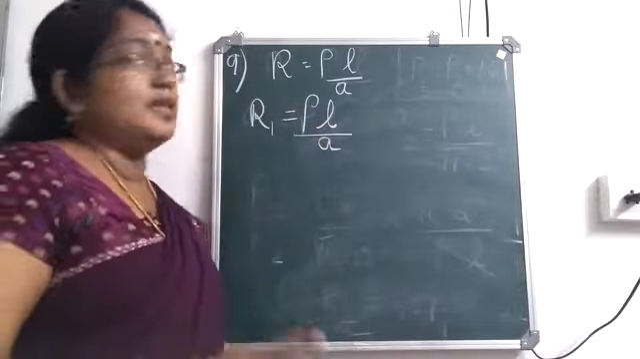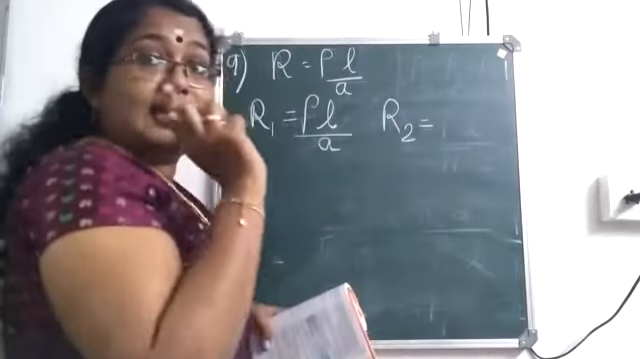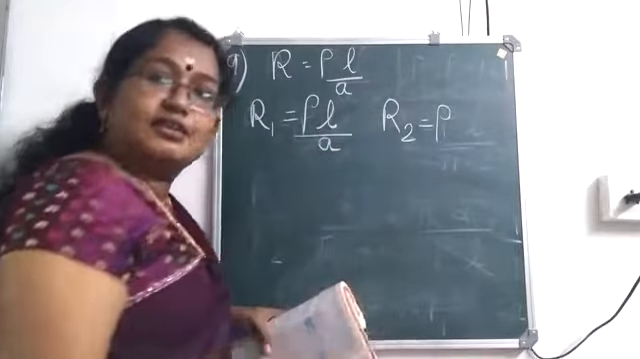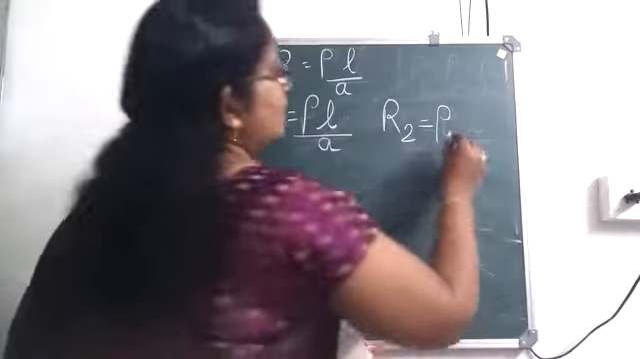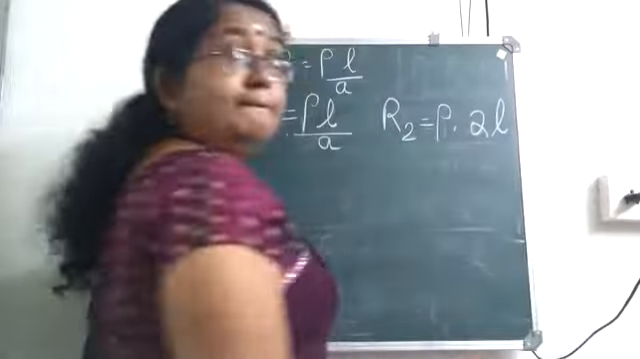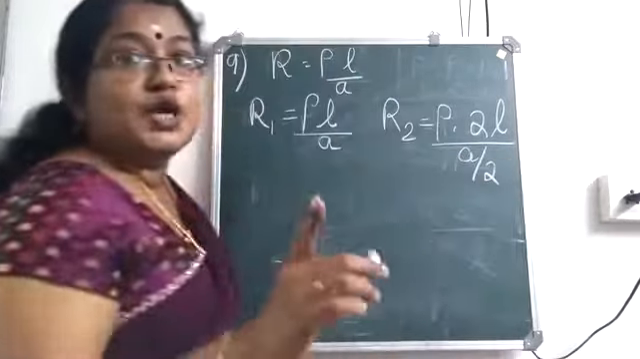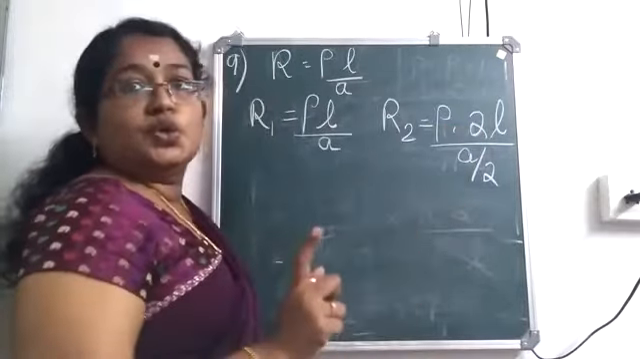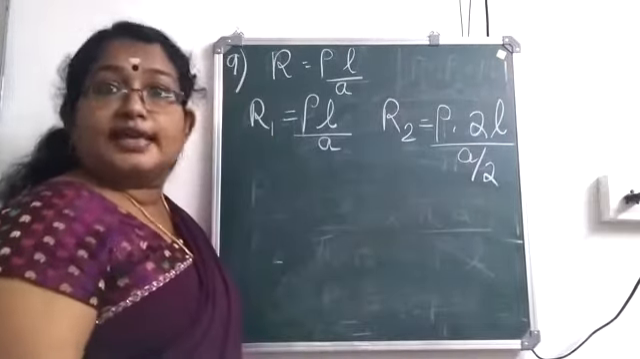Okay. Now, what about R2? In the second case, we are considering the same wire. That means rho will remain as such. But what happens to the length of the wire? The wire is stretched to double its length, isn't it? So, L will become 2L. Then, if L becomes double, naturally what happens? A will become A by 2. They won't mention this in the question. If length is double, naturally what should you do? You have to make area as A by 2. Okay, that should be done.